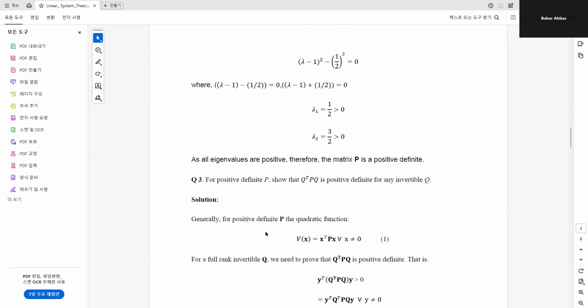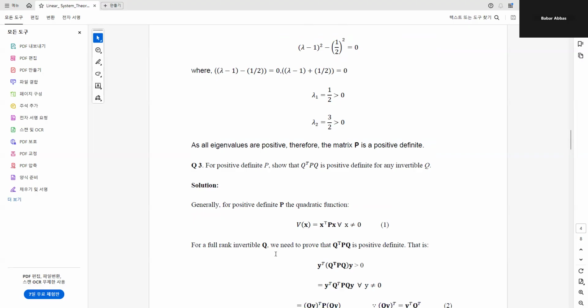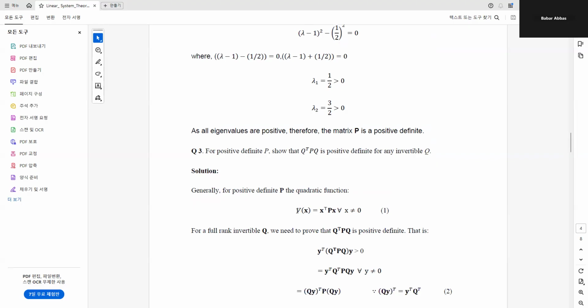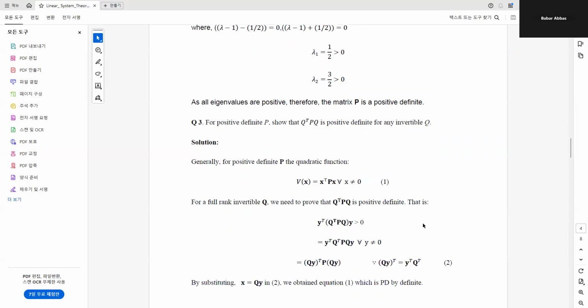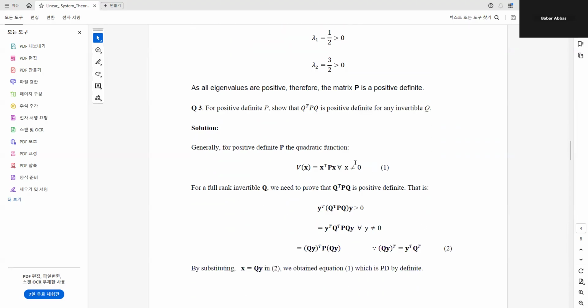Generally, for any positive definite matrix P in the quadratic form, we have a scalar function V(x) equal to x transpose P x for all x not equal to 0. If we have this value, this scalar function should be greater than 0.